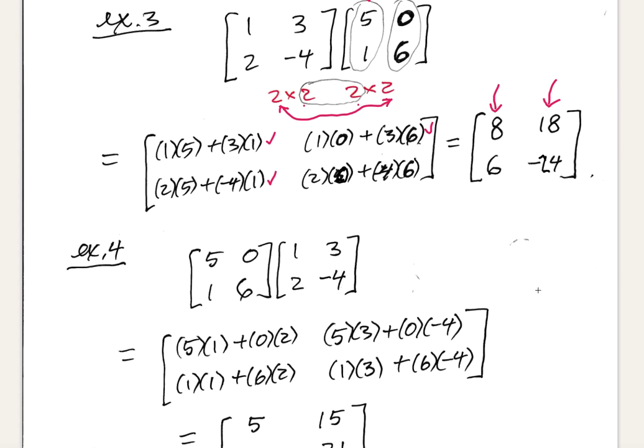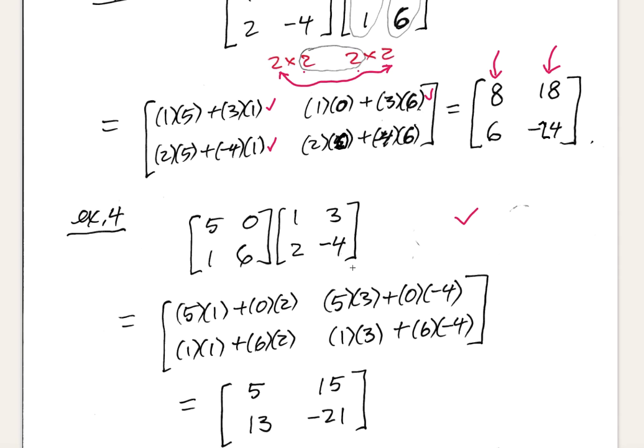All right, let's try another one then. Okay, let's try this one. Let me go over to red again. Ready? So I've got 5016 times 1, 3, 2, negative 4. Again, this product should exist, right? Okay.